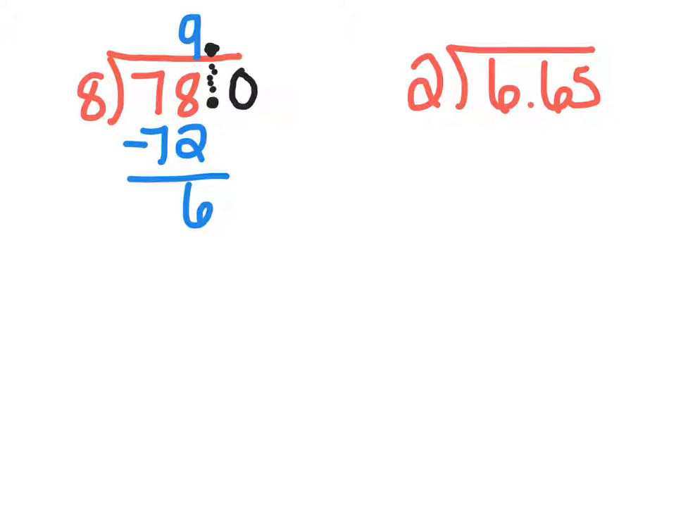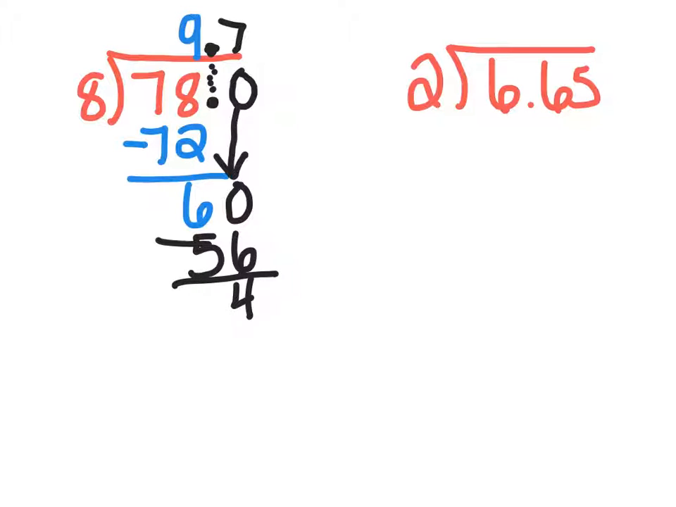Now we can continue dividing by simply bringing down that 0 so that 8 can go into 60. 8 will go into 60 7 times, because 7 times 8 is 56. And I subtract, and now I have 4. But if I'm trying to have a decimal in my quotient, I can't have a remainder, so instead I have to continue on. I just add another 0, and I can bring it down, and now 8 will divide 40.